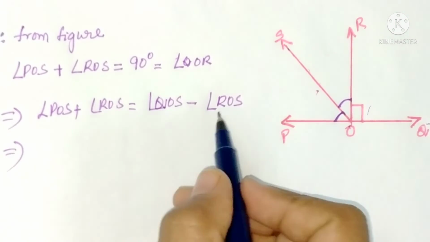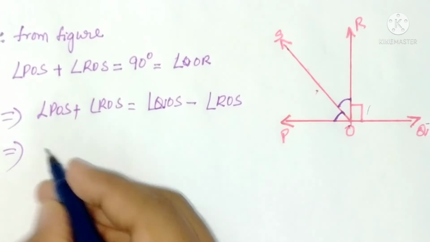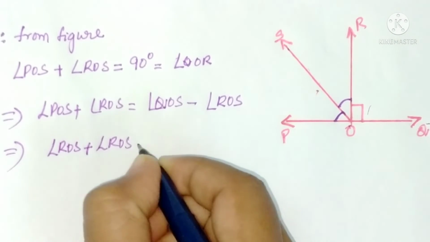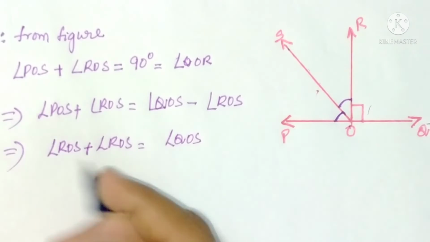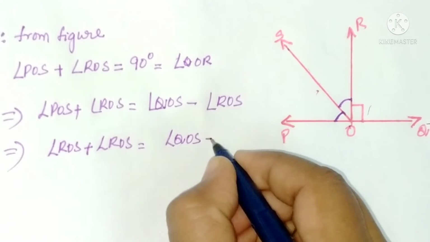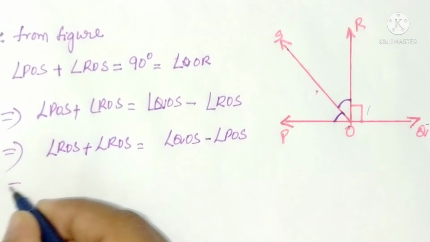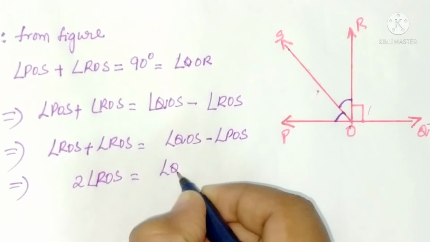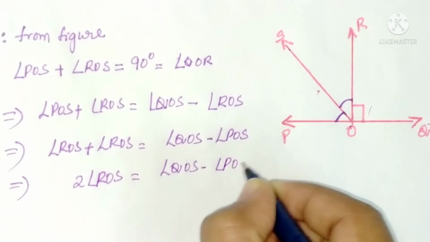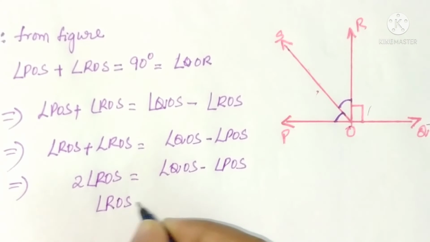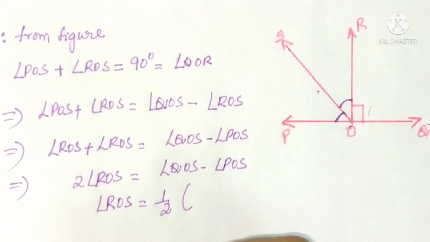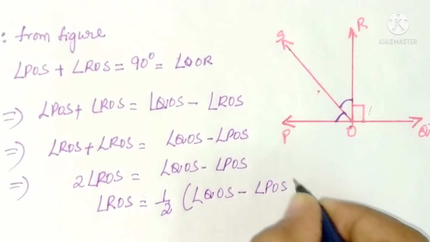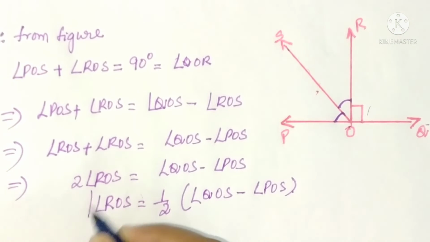ROS. By transposing the terms to one side, this minus will become plus. So angle ROS plus angle ROS is equal to angle QOS, and if we transpose this POS to this side, it will be minus. So two angle ROS is equal to angle QOS minus angle POS. After transposing, the 2 comes under division, so angle ROS is half of angle QOS minus angle POS. This is what we had to prove.